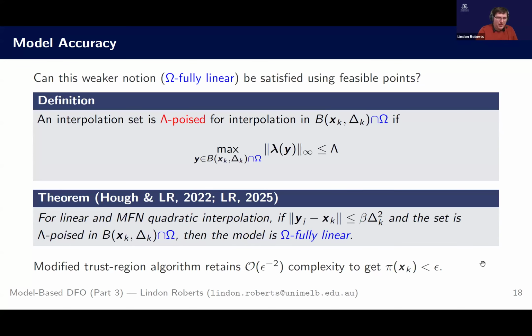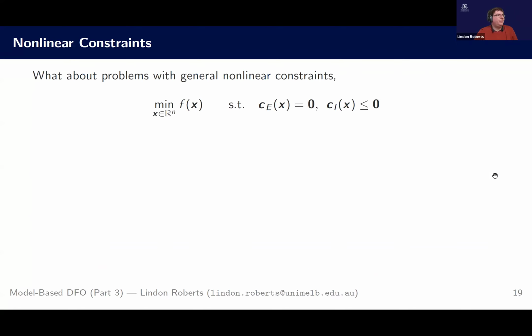So the modified algorithm then follows in the usual way. All we have to do is come up with a more practical measure of measuring geometry in the feasible region. And again, there are geometry improvement algorithms that work exactly the same in the constrained case as the unconstrained case. Okay, that's for simple constraints.